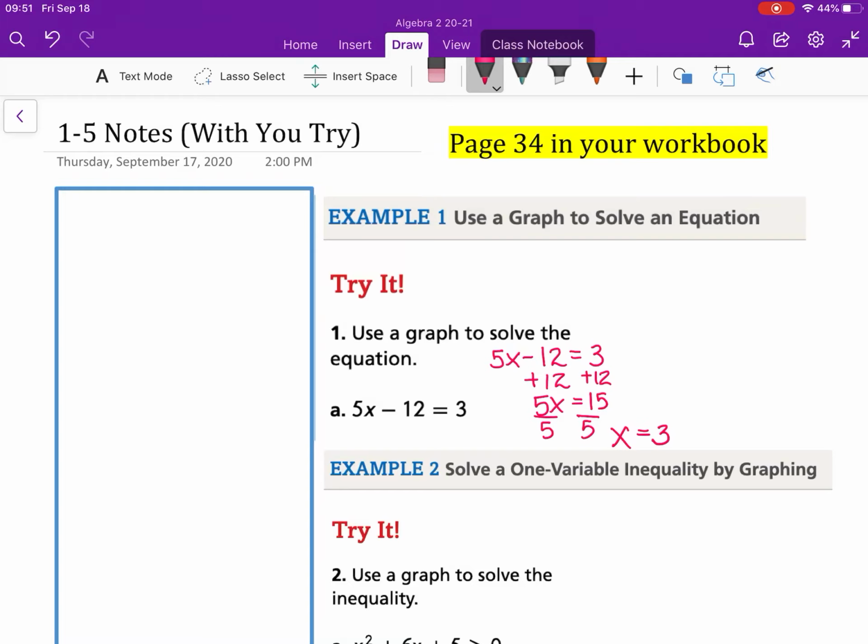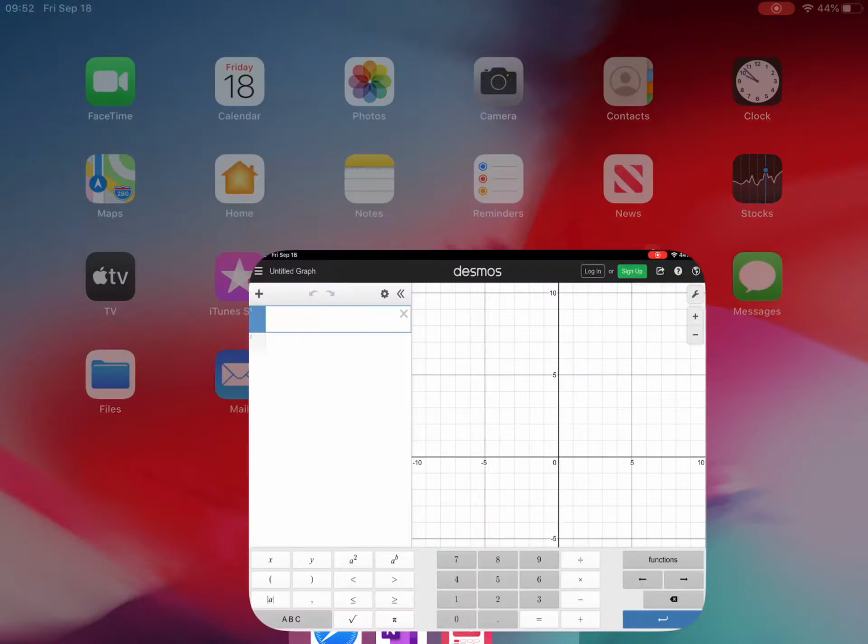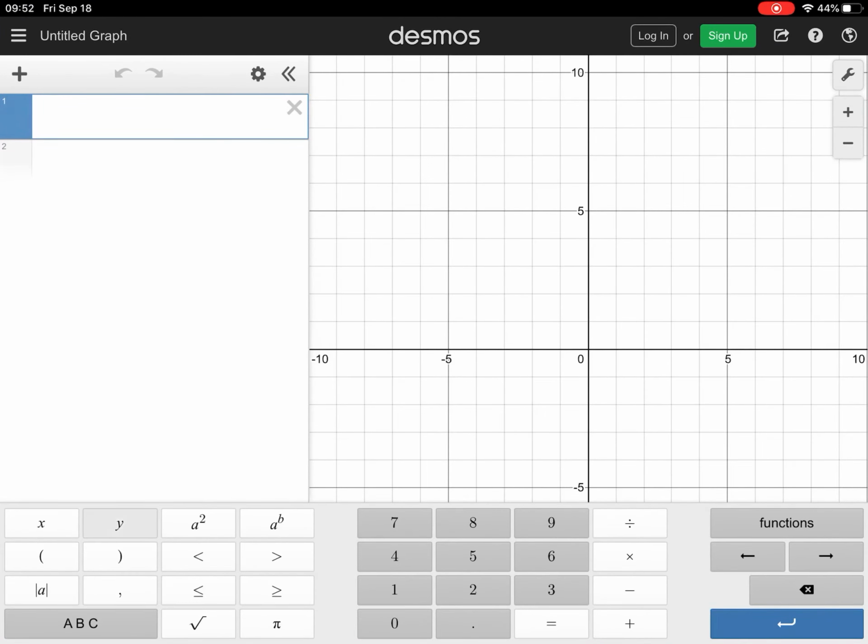Okay? Now, what does that look like if I'm going to use a graph? That makes it sound harder, but I promise it's easier. So you're going to split at the equal sign. Okay. So we need to remember 5x minus 12. We need to remember 3.